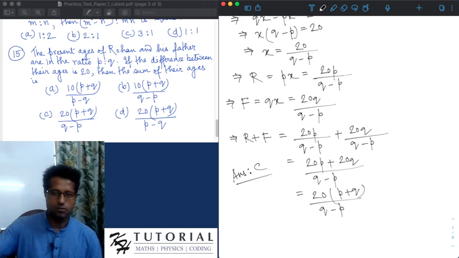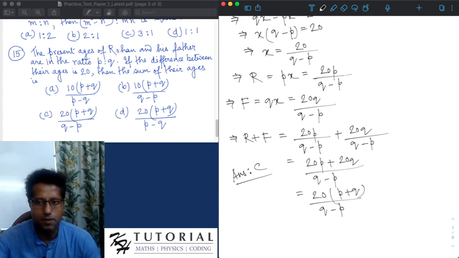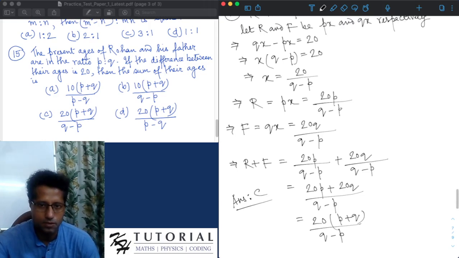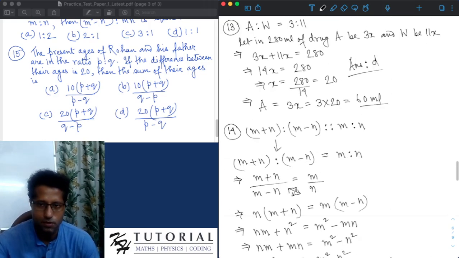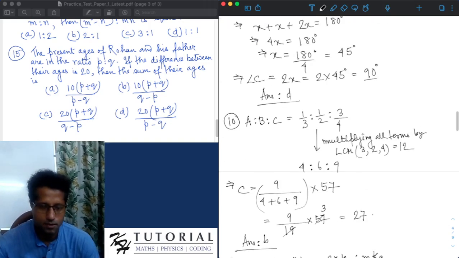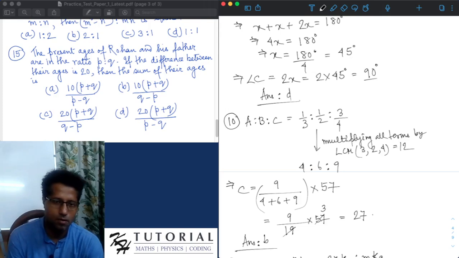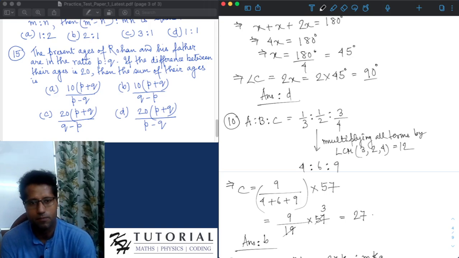So this brings to the end of solving practice test paper 1. This should be a good set of problems to test your understanding of the chapter on ratio and proportion. If you need another test paper, test paper 2, then I can prepare that. Please do let me know in the comment section if you need another test paper on the chapter ratio and proportion.